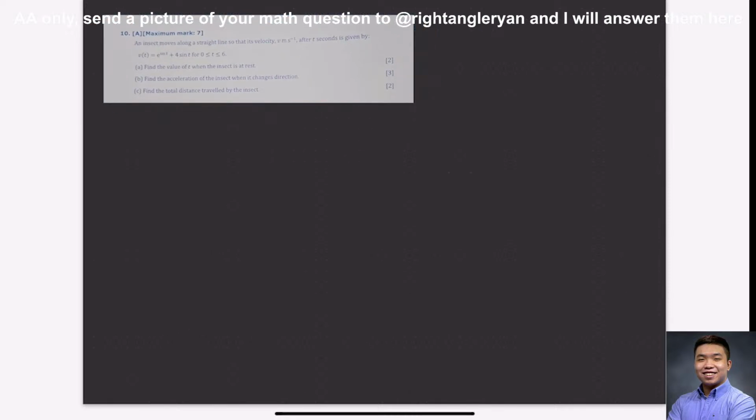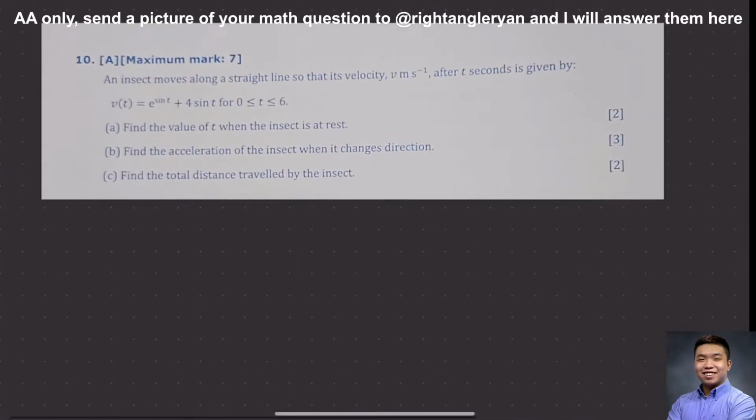Okay, next question. Paper 1 or 2? I'm assuming paper 2. Looks like a paper 2 question. Find the value of t when the insect is at rest. So all I have to do is set the velocity equal to 0, because if I'm at rest, I'm not moving, so my velocity would be 0. Set the velocity equal to 0, e to the sine t plus 4 sine t. Graph it, find the zeros. I'm just going to use Desmos because I don't want to type on my calc. I'm too lazy.